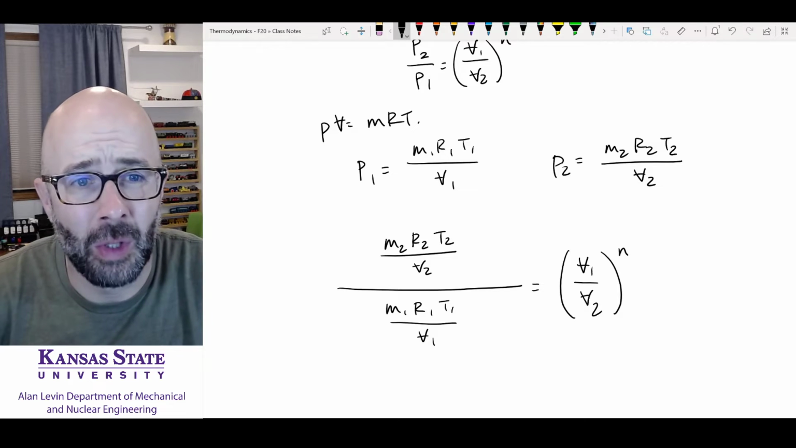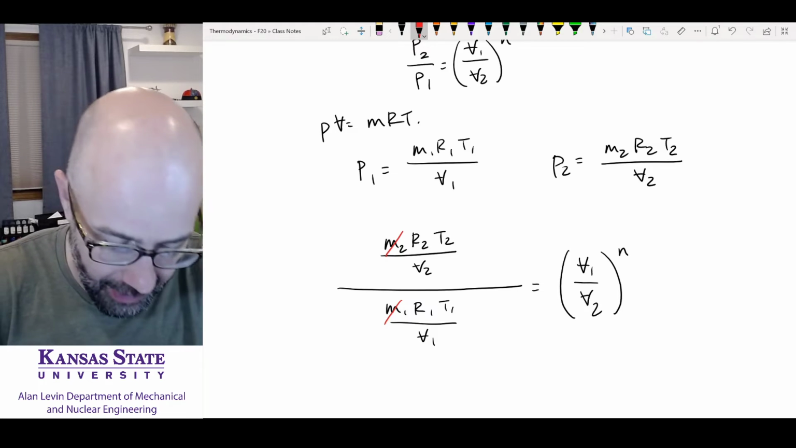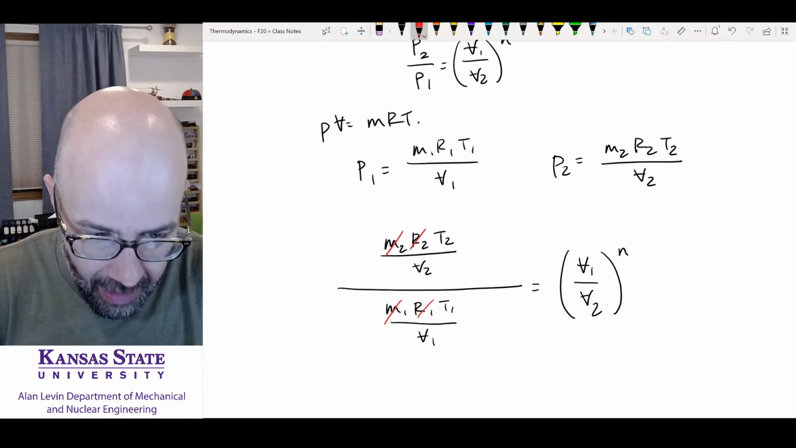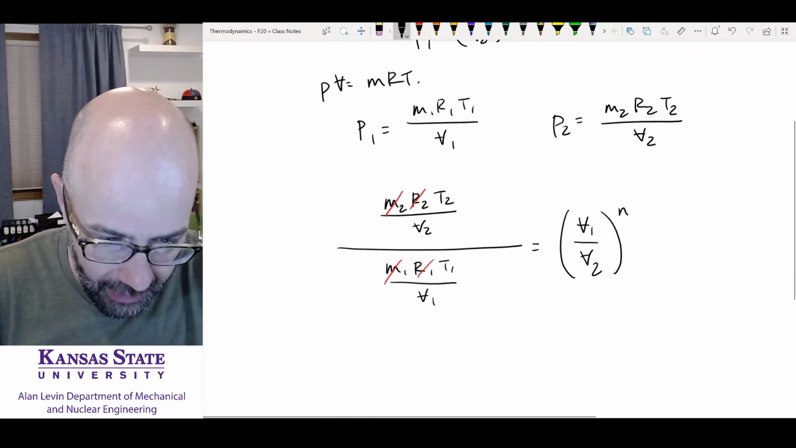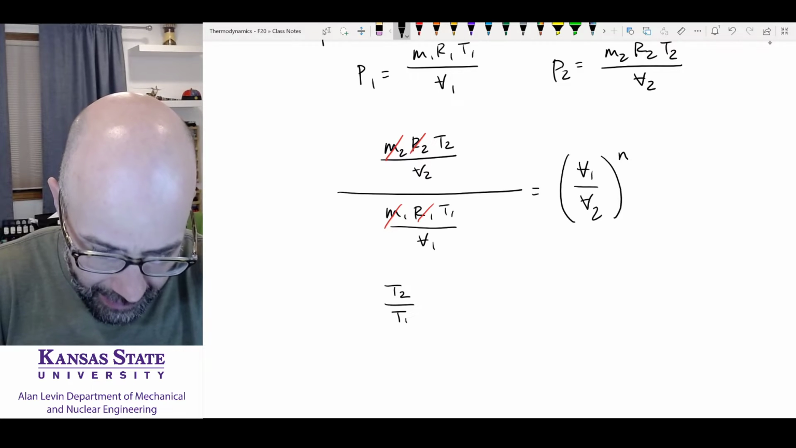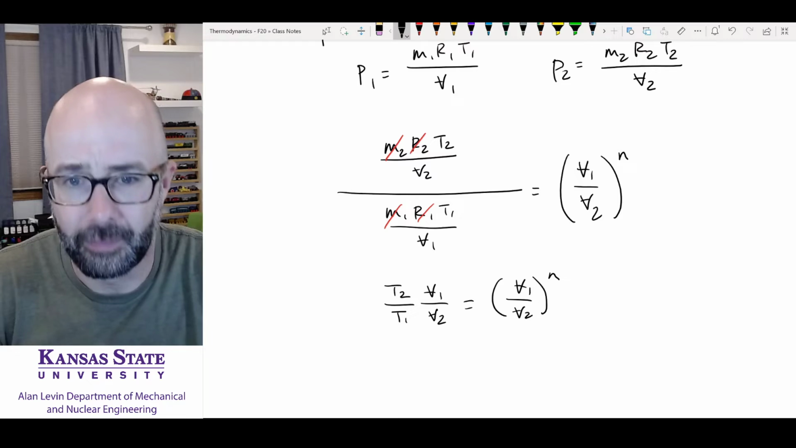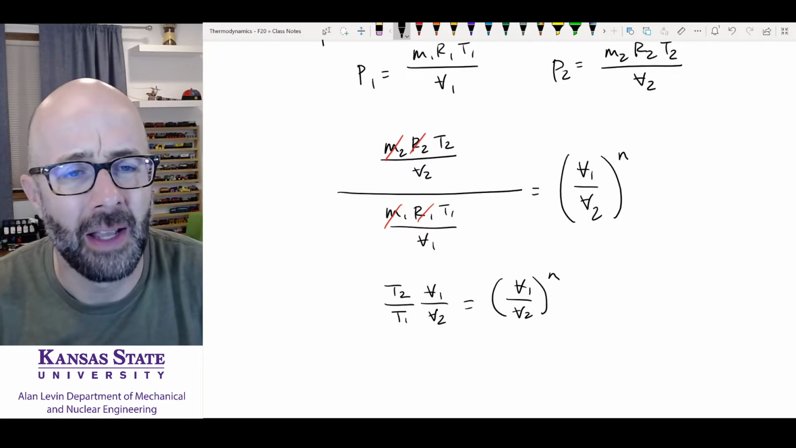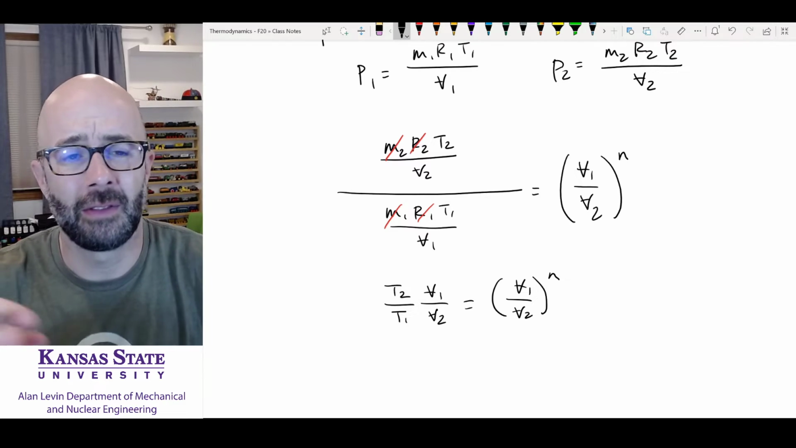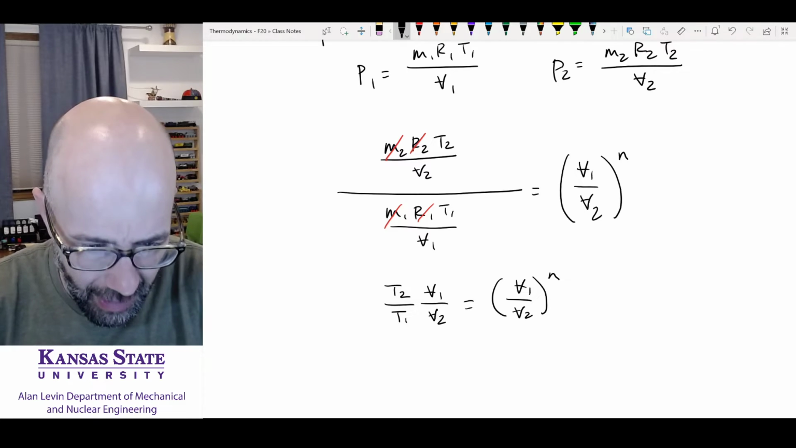Now, we're still dealing with a closed system here, so the mass is going to be the same, and the gas is going to be the same. So these things go away, and we're left with T2 over T1 times V1 over V2 is equal to V1 over V2 to the n. So I did a little bit of algebra there, moving things around, making sure that the numerator and denominator work out, just having a little fun with some fractions.